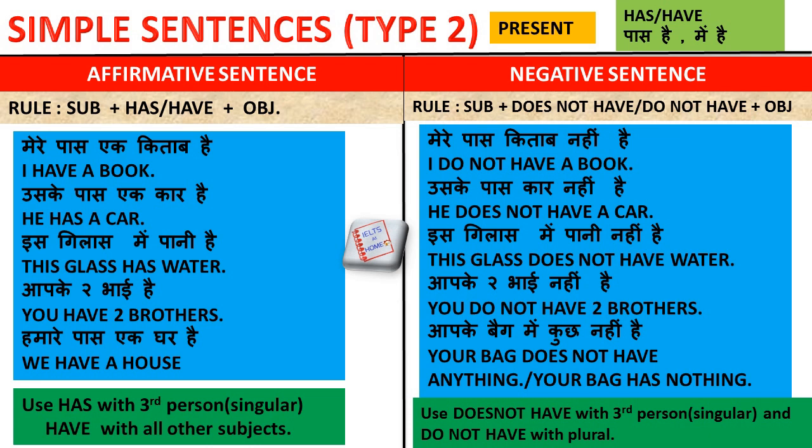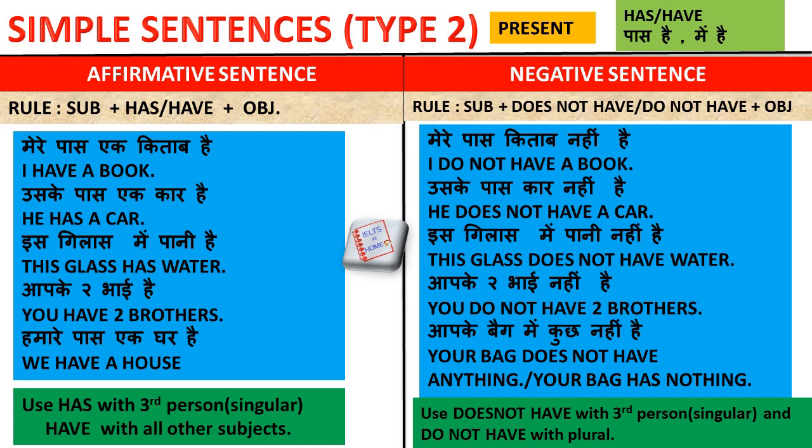So here you can see the affirmative sentence and negative sentence on your screen. And as we know, there are 4 types: affirmative, negative, interrogative and negative interrogative. To identify these sentences in Hindi form, you can find pass hai or may hai at the end of sentences in Hindi. So if you see the rule of affirmative sentence, firstly you need to write subject plus has or have plus object. We use has with third person singular and have with all other subjects.